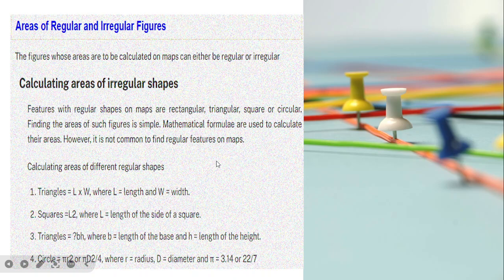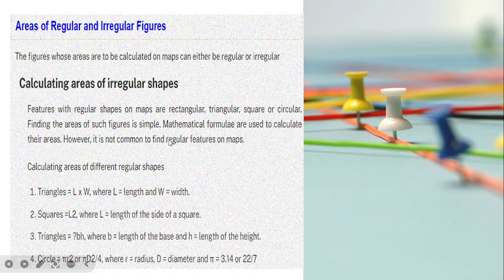Areas of regular and irregular figures. The figures whose areas are calculated in maps can either be regular or irregular shapes. We'll dive into more on calculating areas of the irregular shapes. Figures with regular shapes on the map, for example, rectangular, triangular, square, or circular, finding the areas of such figures is very simple. Simply you apply the mathematical formulas. Mathematical formulas are the ones that are used to calculate their areas.